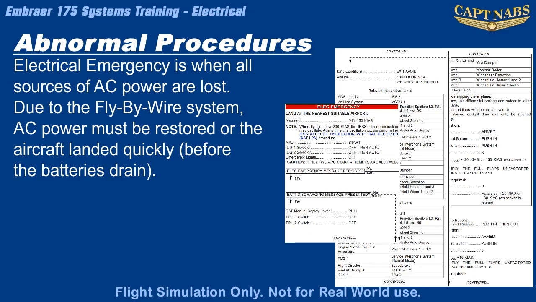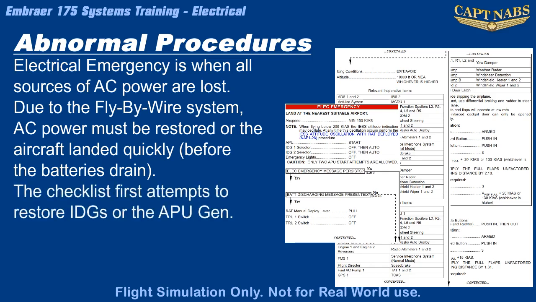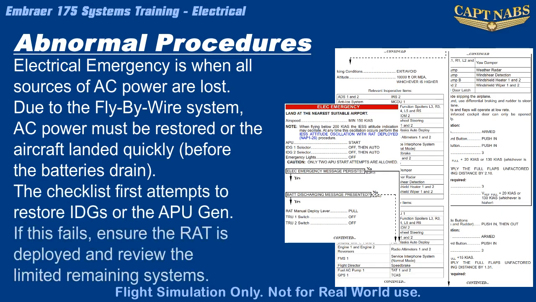The electrical emergency is often shocking when it occurs, as many key systems fail simultaneously, including many of the screens, the autopilot, the autothrottle, and many other systems. Following the checklist attempts to restore electrical power by resetting the IDGs and starting the APU. If none of this is successful, then the rat must be deployed.